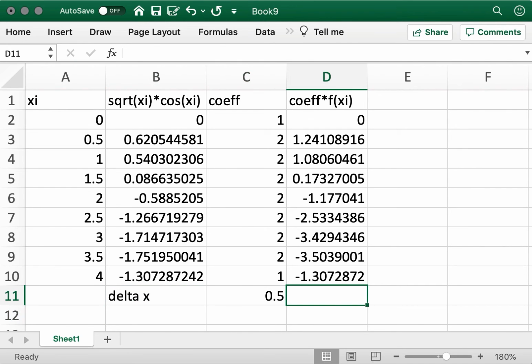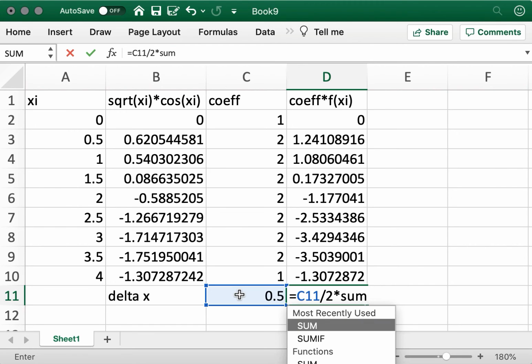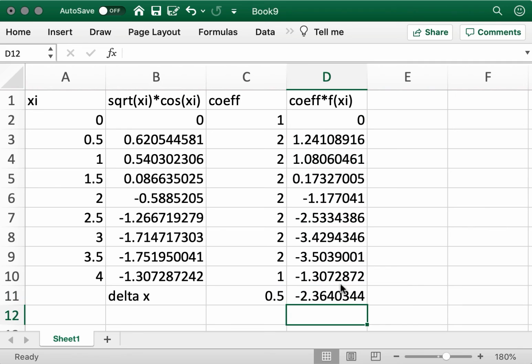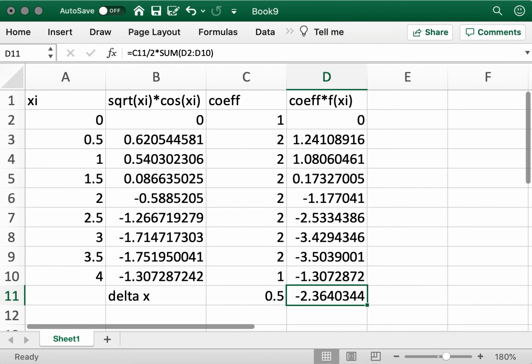We'll say that the result is equal to delta x divided by 2. Remember, that was part of the midpoint, or the trapezoidal rule, I swear I'm going to get this straight, times the sum of all of those things that we multiplied together, enter. This cell at the end here is the one that contains the answer that we're after.